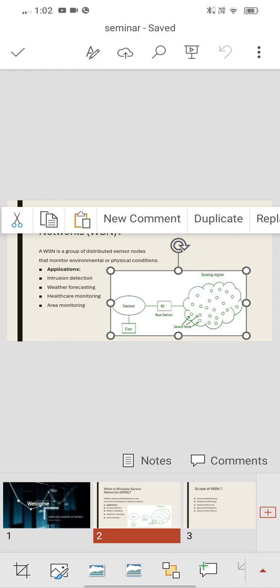How a wireless sensor network works is shown in this diagram. There is a group of collection. Here is the sensing region. In this, a collection of nodes is shown, and between the internet and the sensing region, a base station is placed. The base station retrieves data from the sensing region and gives it to the internet.